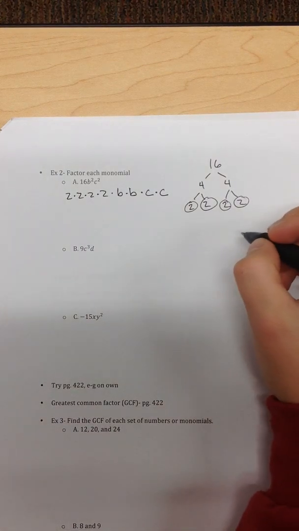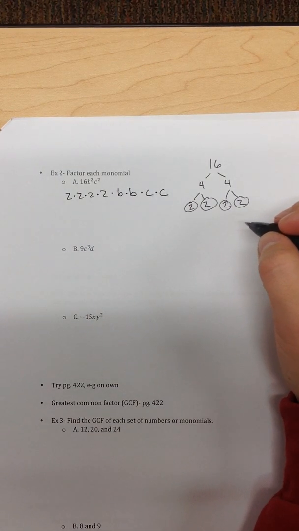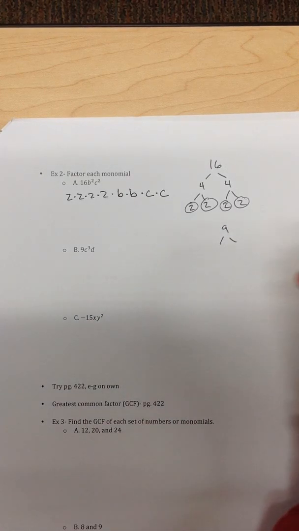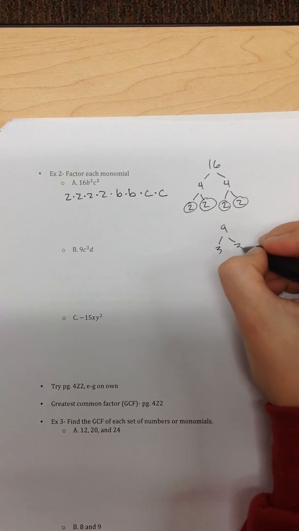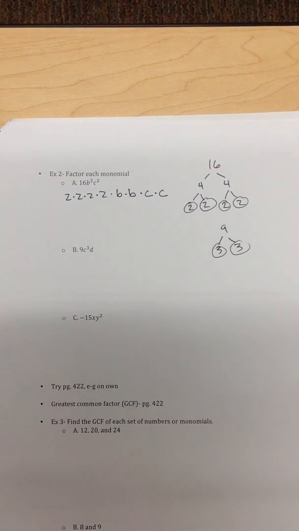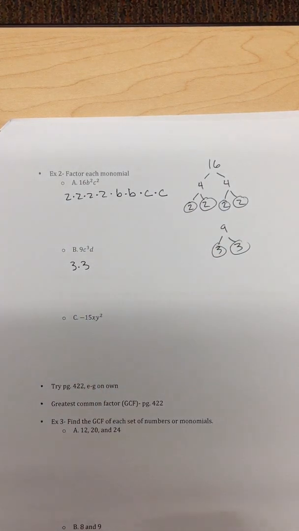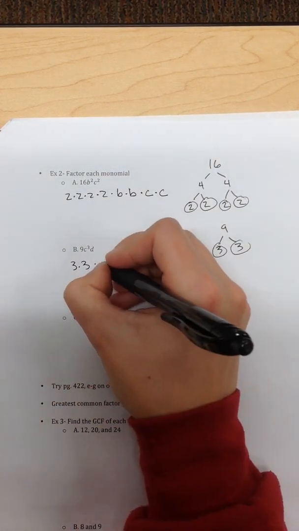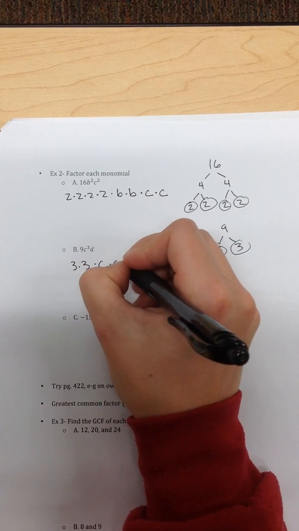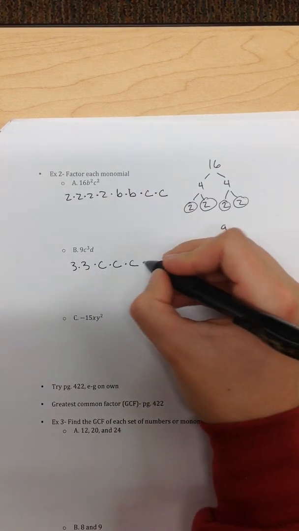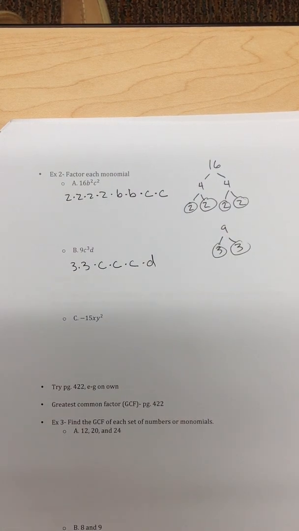Next one here is 9c to the third d. So I'm going to take 9 and break that down into my factors. So 9 would be 3 and 3. Both of those 3's end up being prime. So then I would go 3 times 3, and then c to the third would be c times c times c. And then d, if there's no power there, that's just d to the first, so just a d.